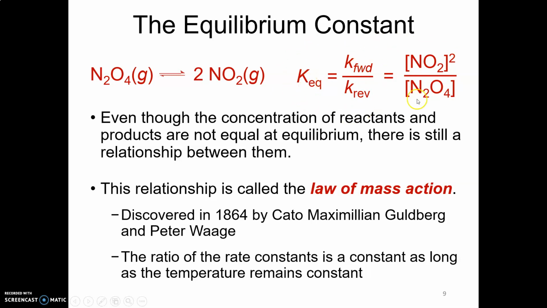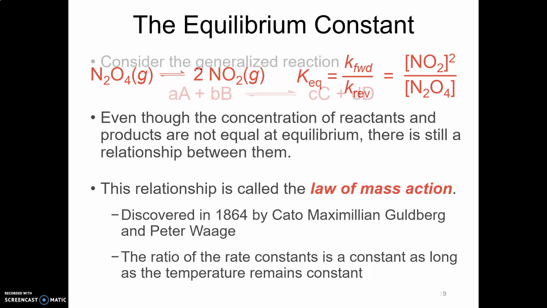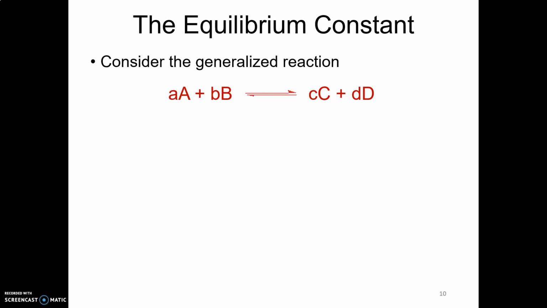Why? Because what did we talk about last chapter? Little k is temperature dependent. So if big K came from little k and little k was temperature dependent, then big K also has to be temperature dependent. Okay? So let's go to our generalized reaction.